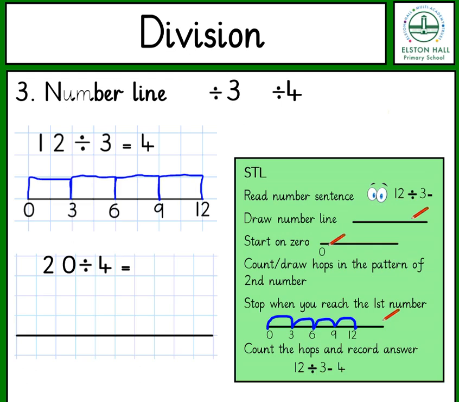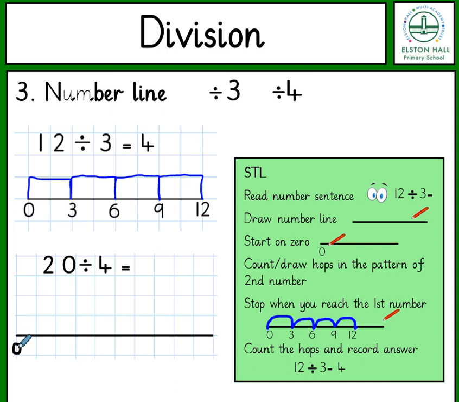When the patterns become a little bit trickier to count in, we can use the number line to help us. So, when solving shared by 3 and shared by 4, the number line can be really useful. So, read the number sentence first. 20 divided by 4 equals. Draw the number line, and we need to start on 0.